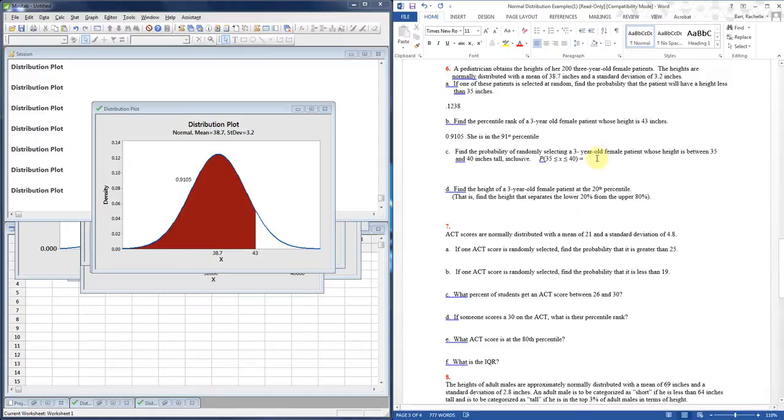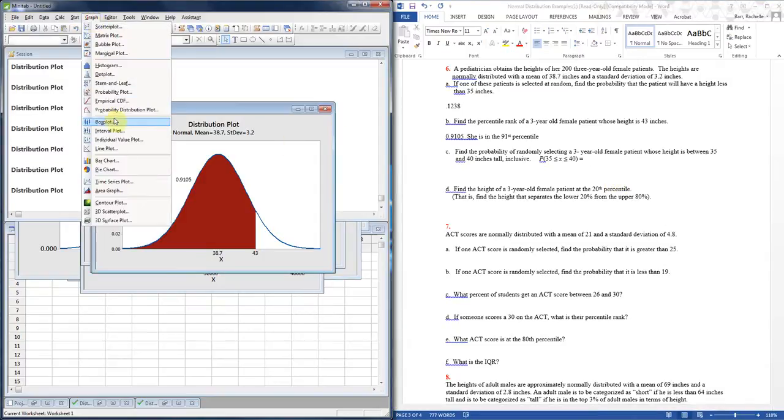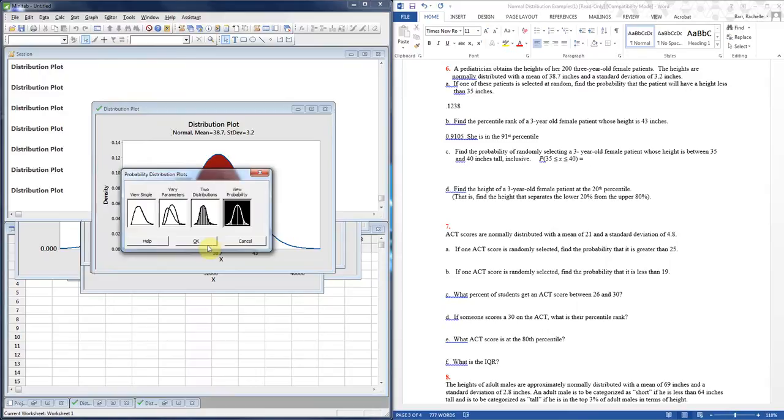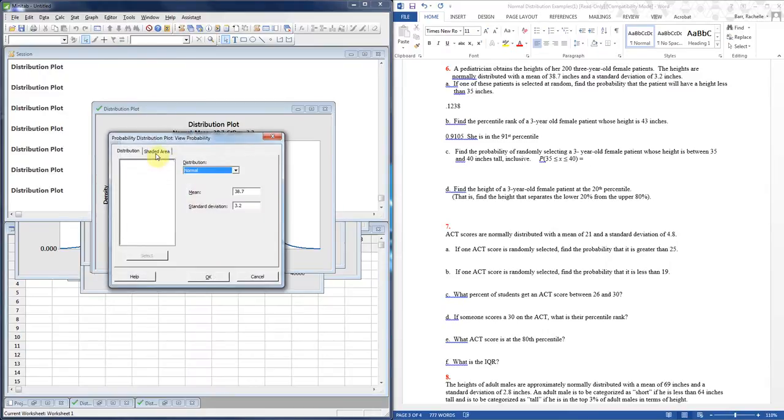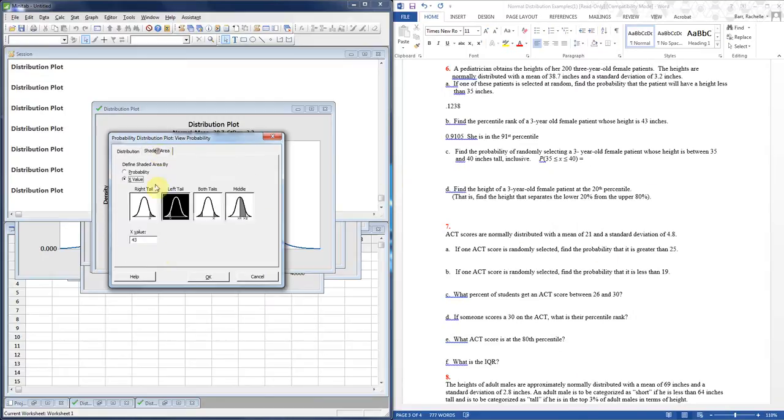Let's find the probability that a patient is between 35 and 40 inches. So we're going to go up to graph, probability distribution plot, probability view. I bet you're sick of me saying that. Hit OK and do the shaded area. Notice my mean and standard deviation are staying the same because I'm still in the same problem.